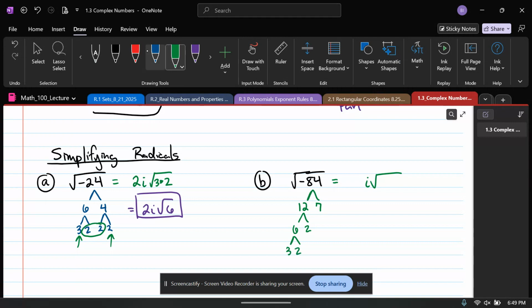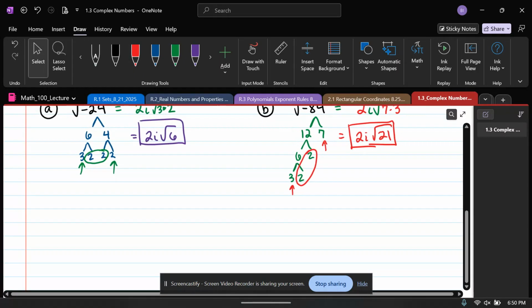All right. And I'm looking for pairs. Got a pair of 2s. So there's a 2 on the outside with the i. What's on the inside? 7 times 3. That's a 7 that doesn't have a buddy and the 3 that doesn't have a buddy. So 7 times 3 or 3 times 7, however you want to write that. So that's going to be 2i radical 21. You're done. Remember, if it's not at the end of a branch, you forget about that number. It's not part of it. Okay. That's not too bad.